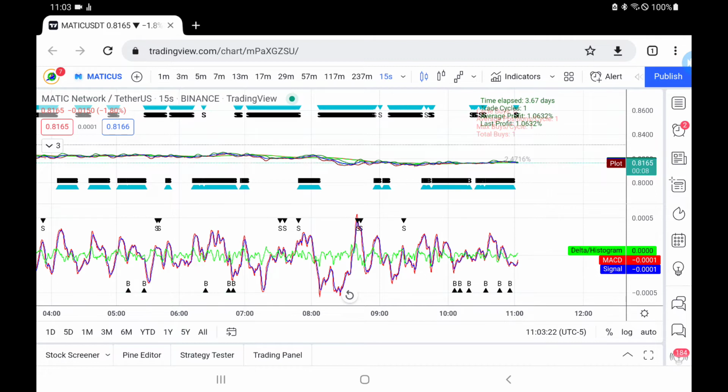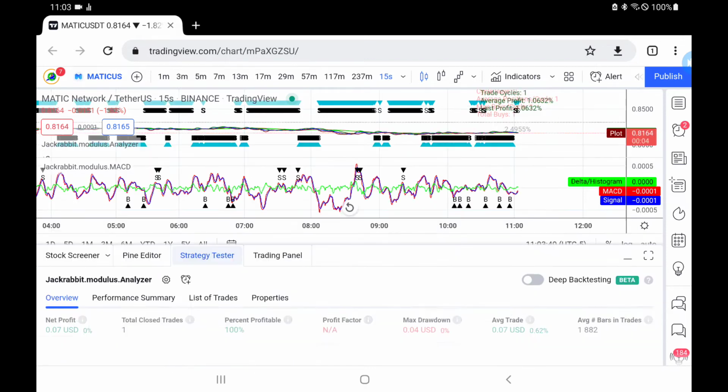Now that we have the chart up, you can see just how this actually works. You see the MACD, you see the Bollingers, the momentum, and then the analyzer. So let's bring up the strategy tester. And you'll see that right now with Matic, it only made one trade, and it was 100% successful. Not very much, but that's still a good day.